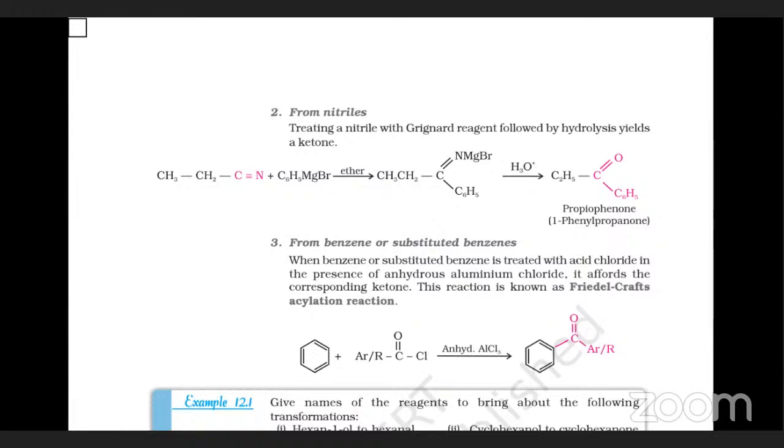In aldehyde preparation, in any step, hydrolysis is what happens. At that time, aldehydes are going to be prepared. So this is one of the preparations of, sorry, ketones are going to be prepared. This is one of the preparations of ketones from nitrile groups.